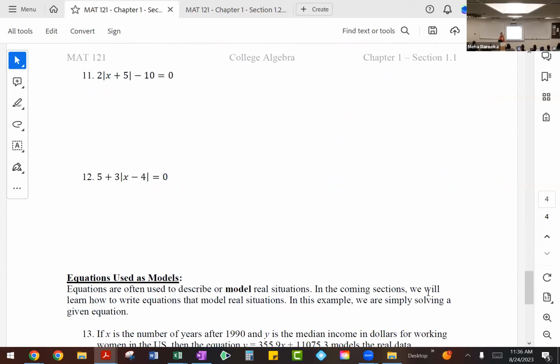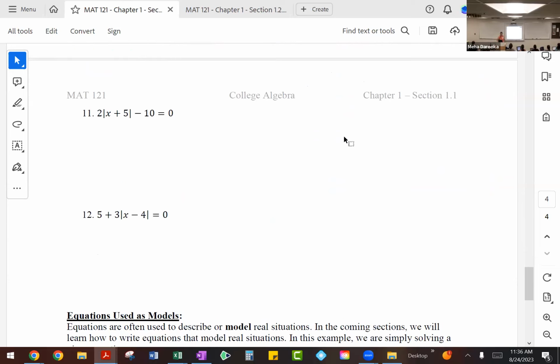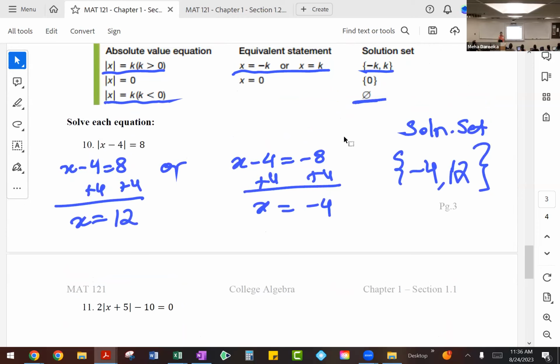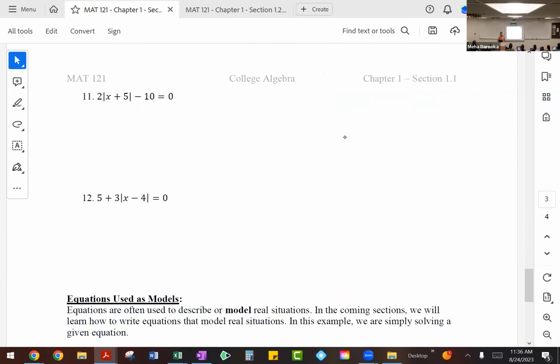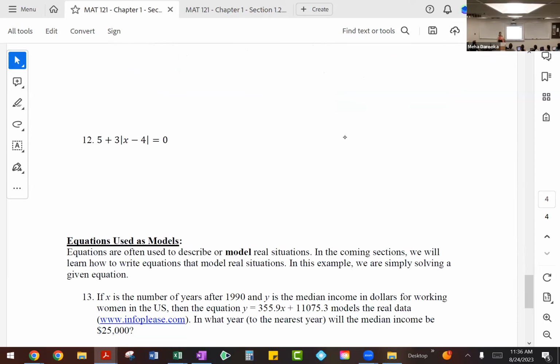Let's do 12. 5 plus 3 times the absolute value of x minus 4 equals 0. Now, when you have an equation set up equal to 0, it has to be in this form. So it should be just the absolute value on one side and 0 on the other. Is number 12 in that format? Do we have just absolute value on one side and 0 on the other? No, so that's your starting point. Isolate the absolute value first. So you want to get the absolute value of x minus 4 by itself, so start by moving everything else to the other side.